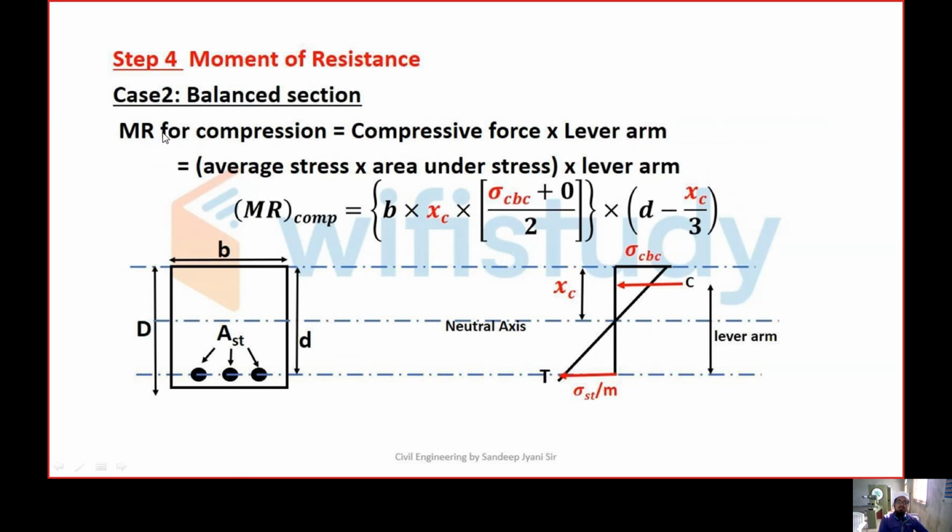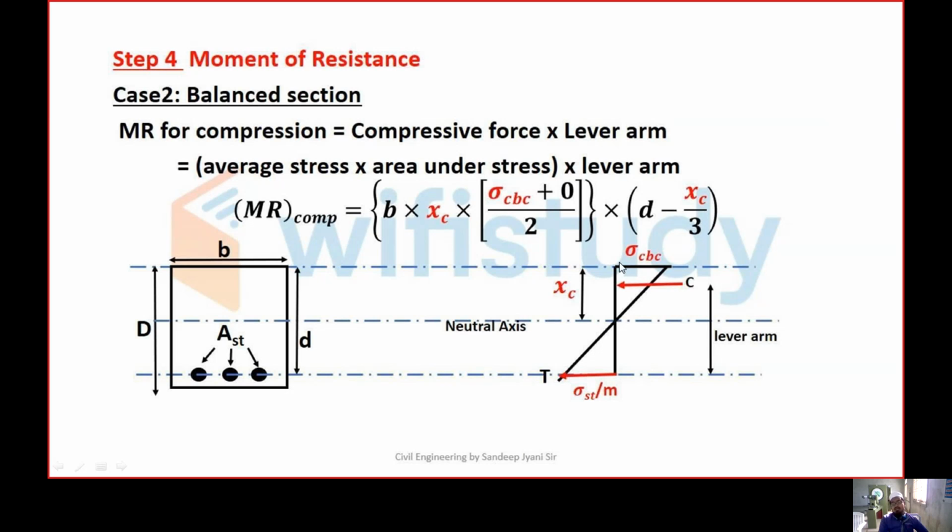Now coming to the balanced section. In the balanced section, moment of resistance for compression is equal to moment of resistance for tension. Moment of resistance for compression will be equal to compressive force into lever arm. Here only one neutral axis will lie. That means the actual depth of neutral axis and the critical depth of neutral axis lie on the same line. So other lines will not be considered here. No green line, no red line will be seen. Only a single line is seen here, that is the neutral axis, and both the critical depth and the actual depth lie on it.